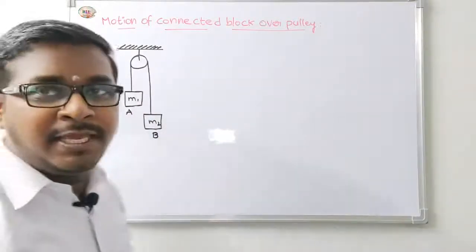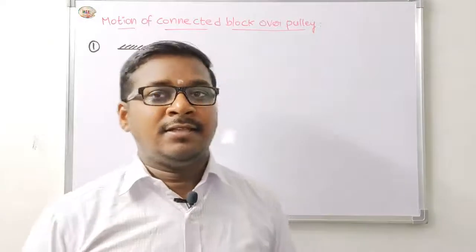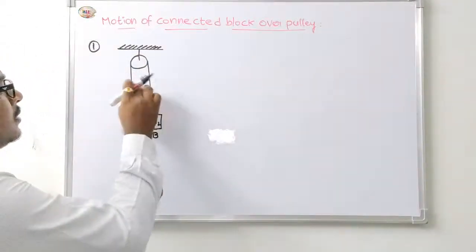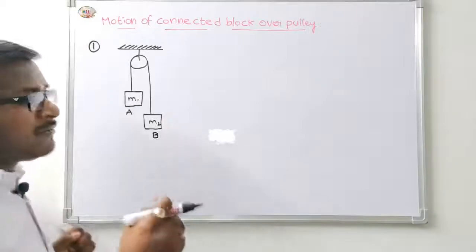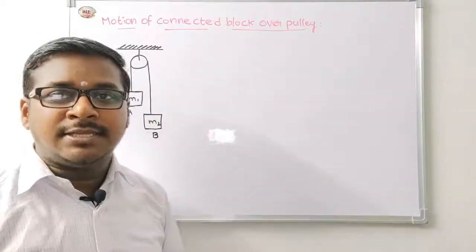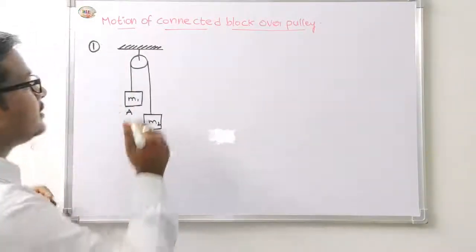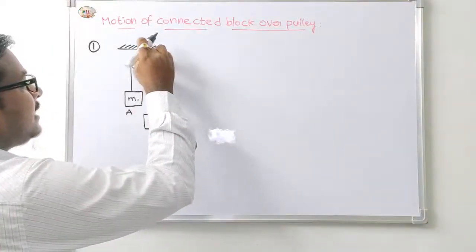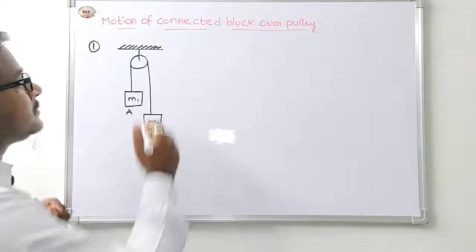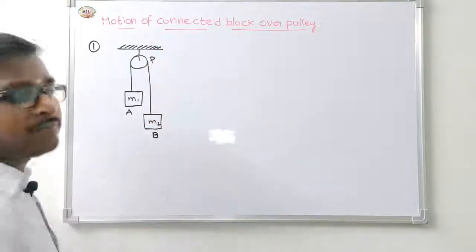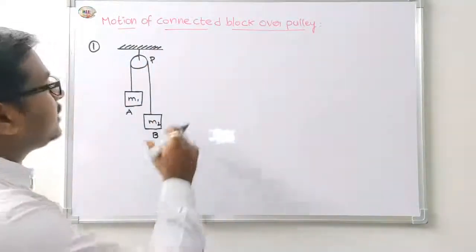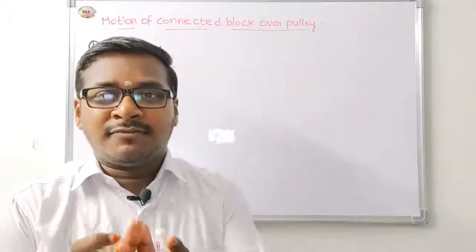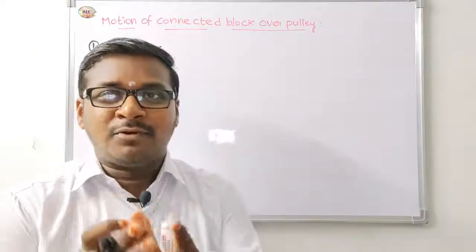Okay, the pulley is massless. In the strings, one force is acting along the string, that is the tensional force, and the string is connected to the pulley. This is the pulley P. Then find out the acceleration, the tensional force T1 and the tensional force T2.